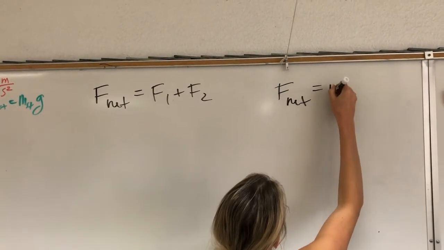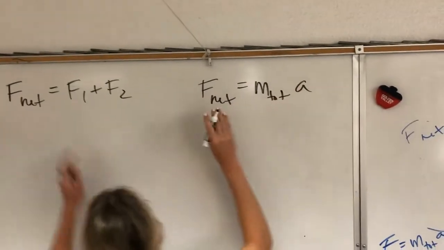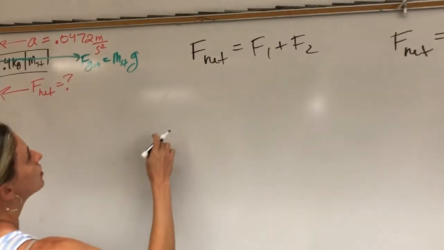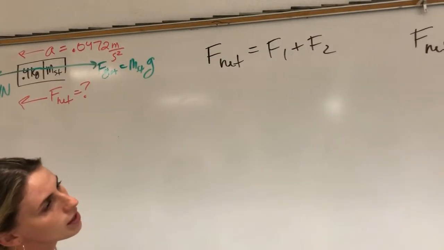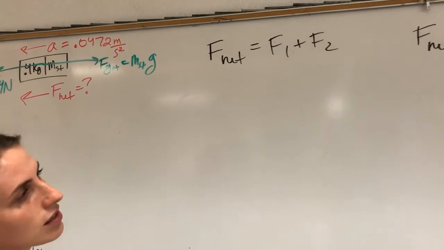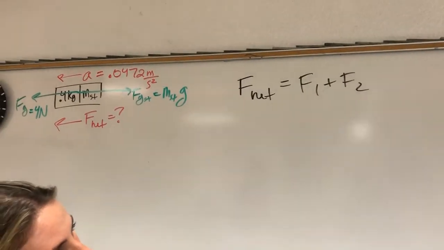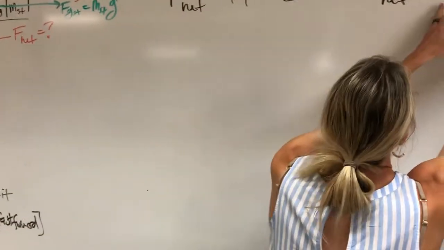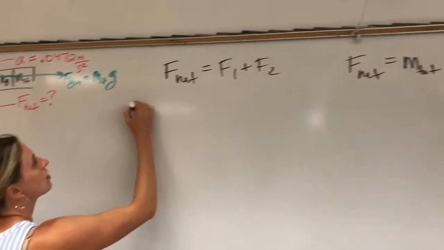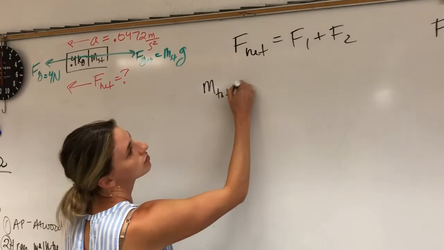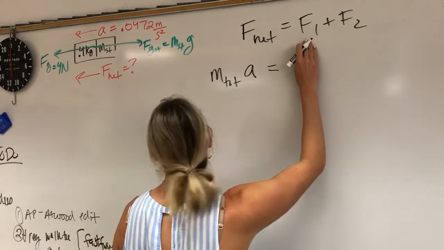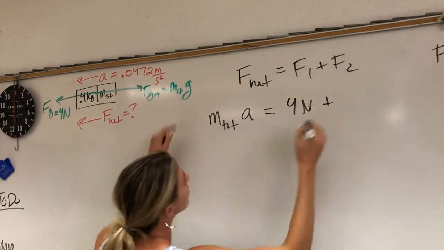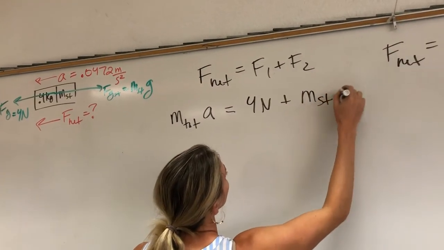So two different ways to represent F net. Let's go ahead and start with using this equation right here. For the net force, I'd use mass times acceleration right under it. So we can say mass total times acceleration equals, what was our first force, or one of our forces? 4 newtons. Plus, what was our other one? Mass of the stapler times the acceleration due to gravity.